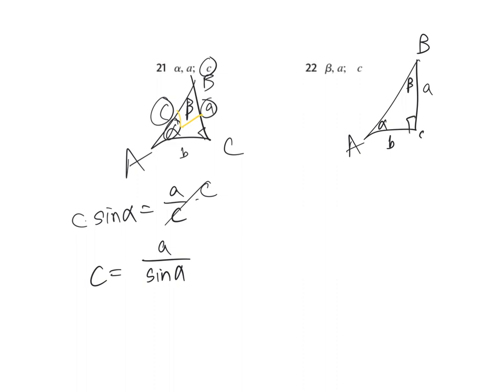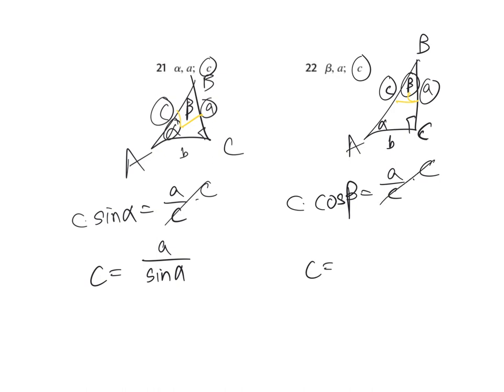22. Go ahead and set it up. Okay, we're solving for C. We have C, A, and beta. So what is that? From beta, you have the adjacent leg and the hypotenuse. So that'd be cosine of beta is equal to the adjacent leg over hypotenuse. We're solving for C, so multiply by C and then divide off the cosine. So C is equal to A over the cosine of beta.